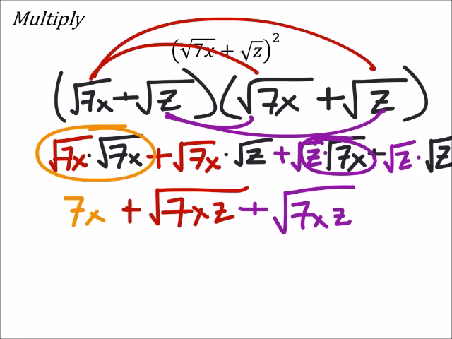All right, and then we got this last one, so this is plus. Here I've got a square root of a pair of z's, so I'm just going to have a z there.